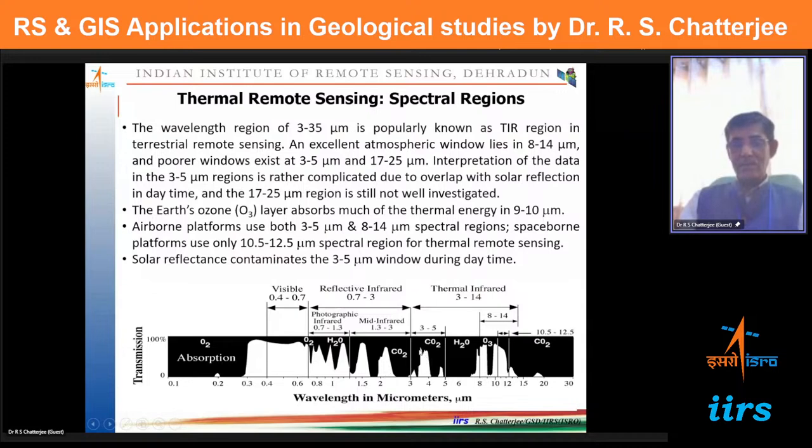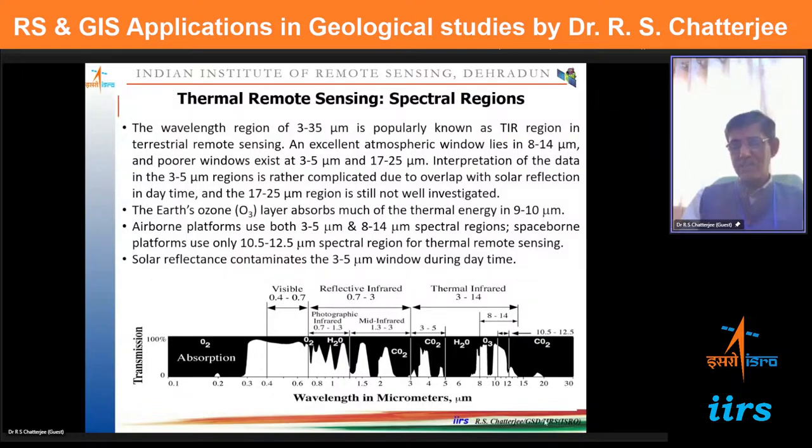But you can see here that transmittance is much lower than in 8 to 14, and in the 17 to 25 case it is even very low, isn't it? So from airborne platforms we can use both 3 to 5 and 8 to 14 micrometer, whereas from spaceborne platforms we always use 10 to 12 micrometer, sometimes 8 to 14 also, but we exclude 9 to 10 micrometer. This is the range where thermal remote sensing works, particularly for terrestrial remote sensing. The 17 to 25 is not used much because the atmospheric window is quite subdued, and only low temperature objects have substantial radiation in this region.